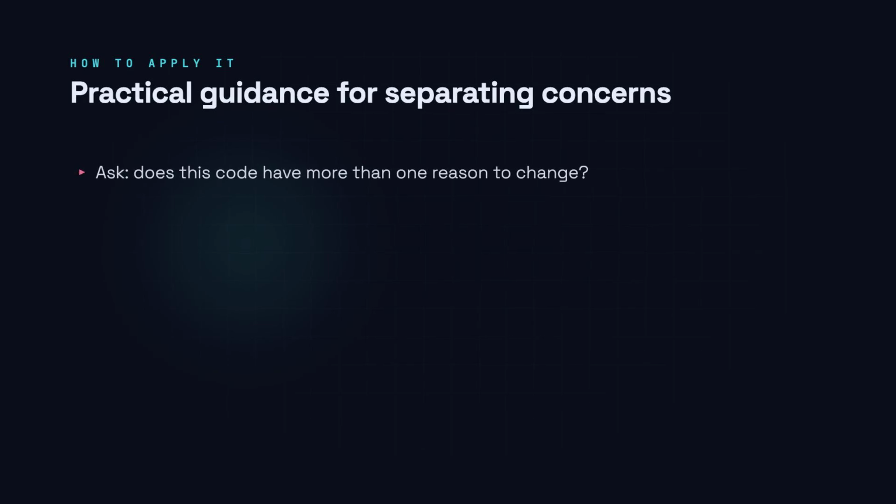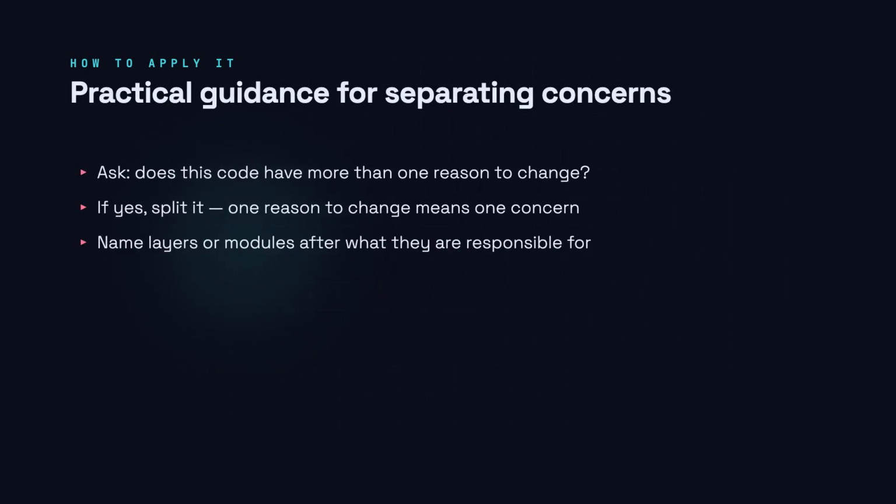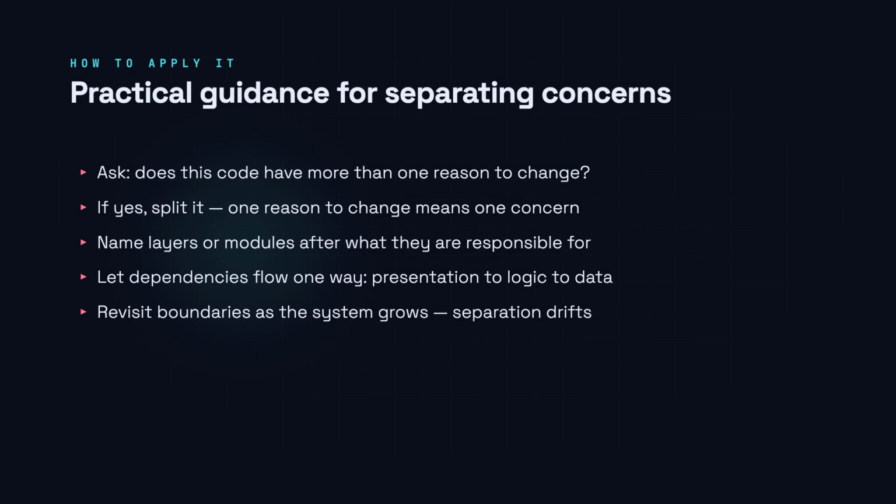The practical test is simple. Look at any module or function and ask yourself how many different reasons it could change. If the answer is more than one, say, it changes when the UI redesigns and also when a business rule updates, it is carrying more than one concern and should be split. Name your layers and modules after their single responsibility, enforce that dependencies only flow downward, and revisit your boundaries regularly, because real code bases tend to blur them over time.